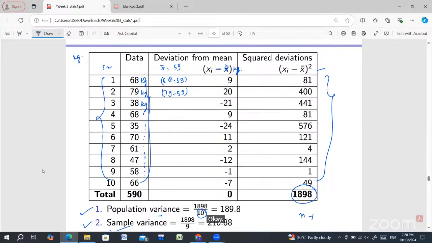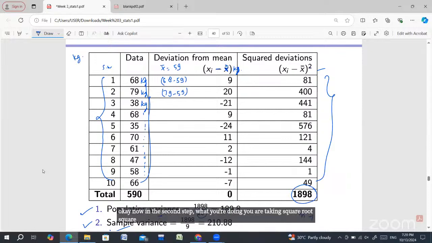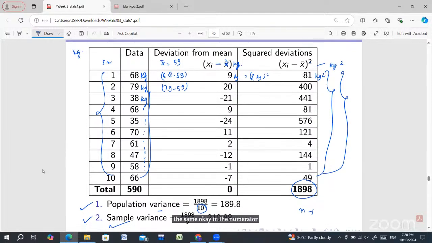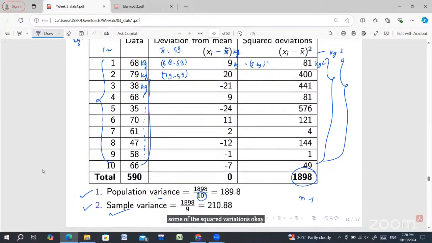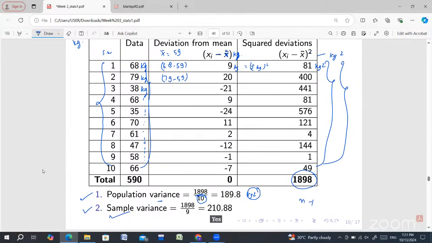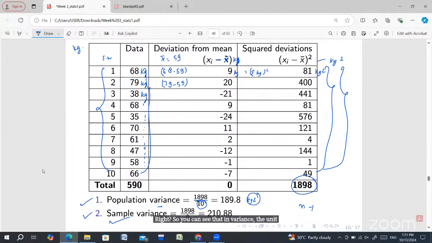Now in the second step, you are taking the square, so it will become kilogram square. So it is 9 kg, you are squaring it, 9 kg square, so it will be 81 kilogram square. Now you are taking the sum of it. In the numerator part, you are taking the sum of squared deviations, so it will be kilogram square, and you're dividing by a constant, then still it will be in kilogram square only. So you can see that in variance, the unit gets squared of the original unit.